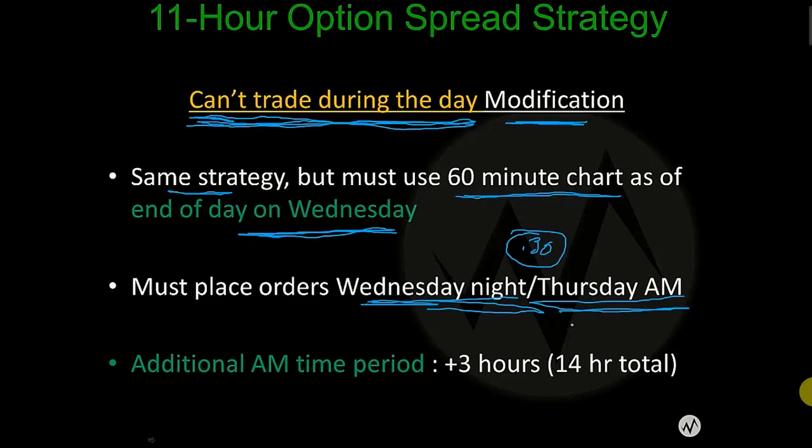But you can also use an order where you get filled at 30 cents, and it automatically kicks on a stop loss. So you'll be okay. You need to be able to do both. If you can't do that, you better call your trading desk and ask them how to do that.